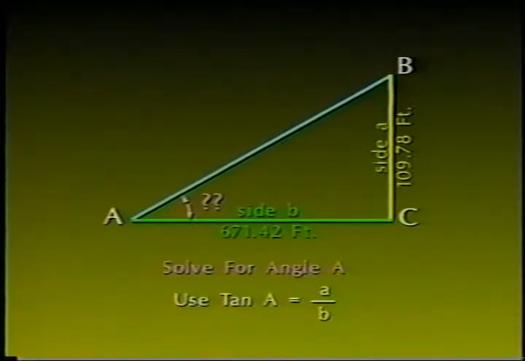Let's solve for a missing angle when using given data from a triangle. We want to solve for angle A given side B and side A as shown on this graphic. Side A equals 109.78 feet and side B equals 671.42 feet. Select an equation to fit the conditions. In this case, tangent A equals A divided by B.